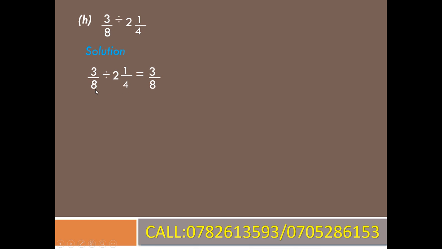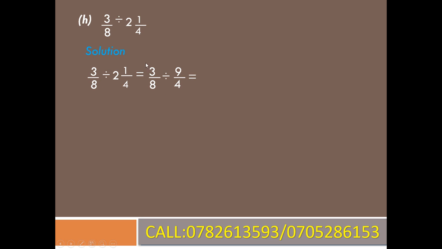So we shall have 3 out of 8 divided by, now change this, we already did that. So this is 2 times 4, which is 8, plus 1. That is 9 out of 4. How is the 9 coming in? 2 times 4 is 8. Add 1. 9 out of 4.